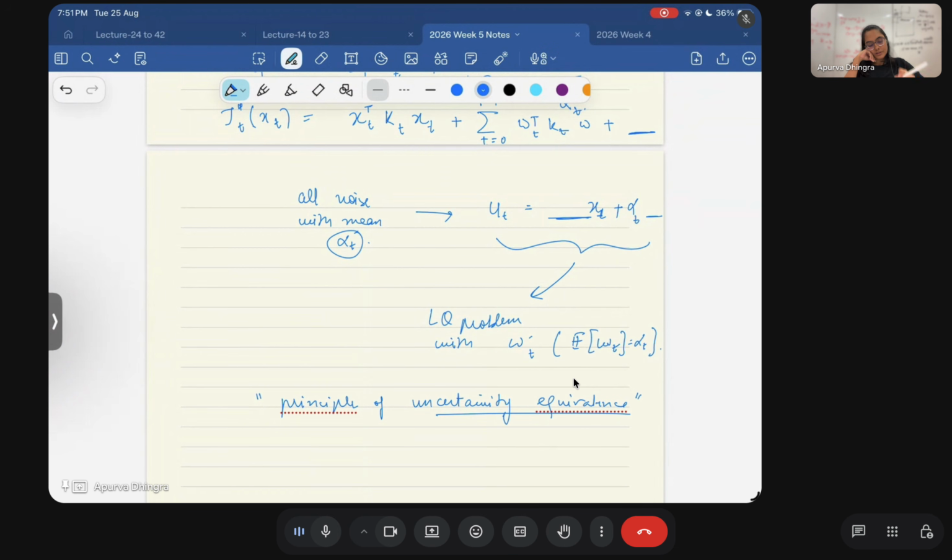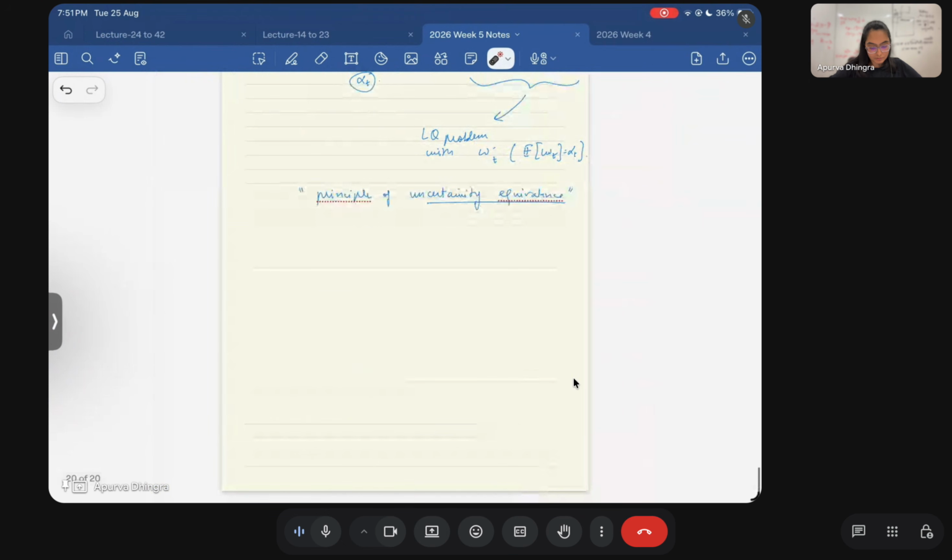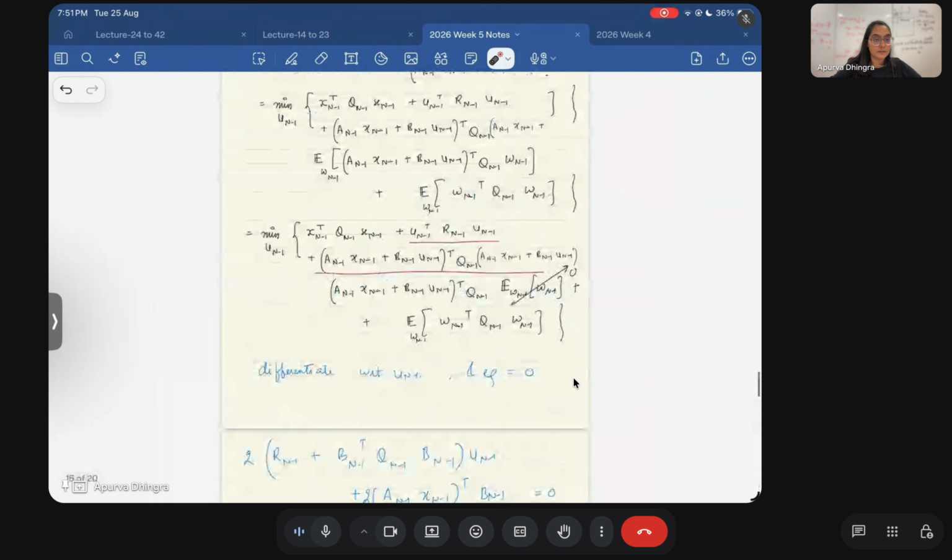A lot of more interesting things happen in these LQ problems, and we'll talk about them more specifically in the upcoming lectures and the tutorials. For the time being, this is what I had planned for today, so I'll just take a quick recap of what we did.